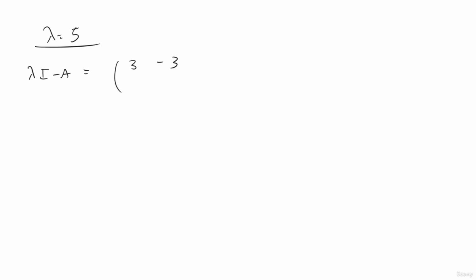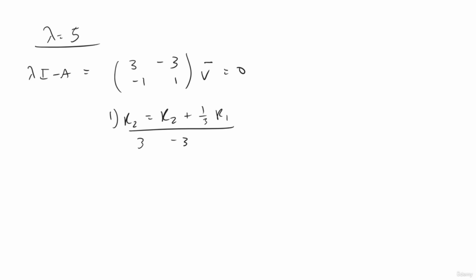Now, let's go down and let's solve for lambda is equal to 5. So I won't step through lambda I minus A or anything like that. I'll just go through and create lambda I minus A. Lambda I minus A is going to be equal to 3 minus 3, -1, and 1. And we want to solve this equation. Well, I can put it into reduced form by doing these two operations, right? And this is going to give me everything on the top stays the same, but the bottom cancels out.